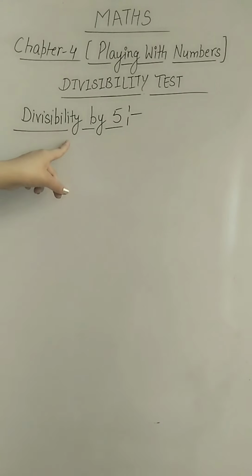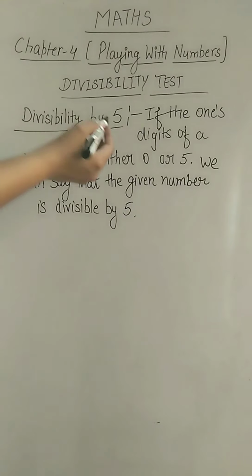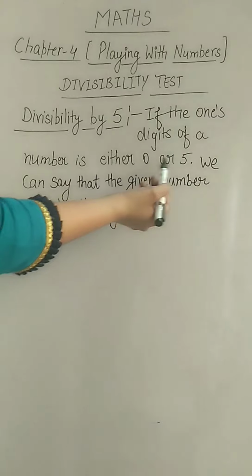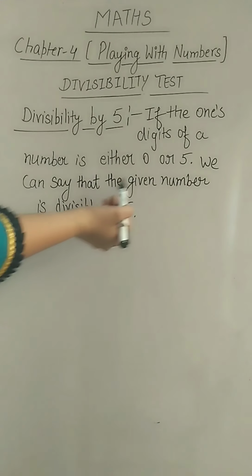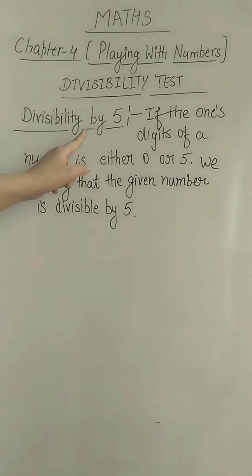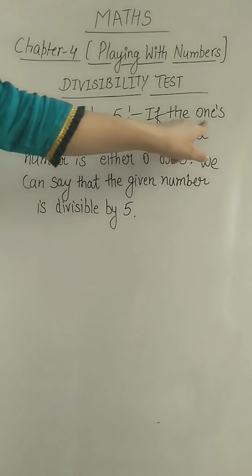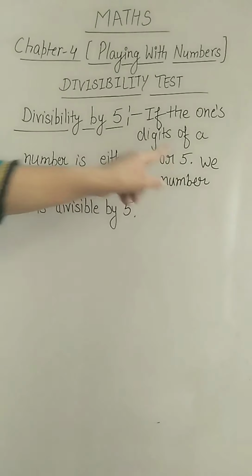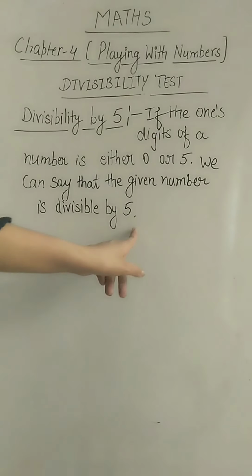So the next divisibility rule is divisibility by 5. So what is this? If the last digit of a number is either 0 or 5, we can say that the given number is divisible by 5. That means students, in this rule, you have to check only the ones digit. And if the ones digit is either 0 or 5, that means the number will be divisible by 5. Okay. So let's take an example.